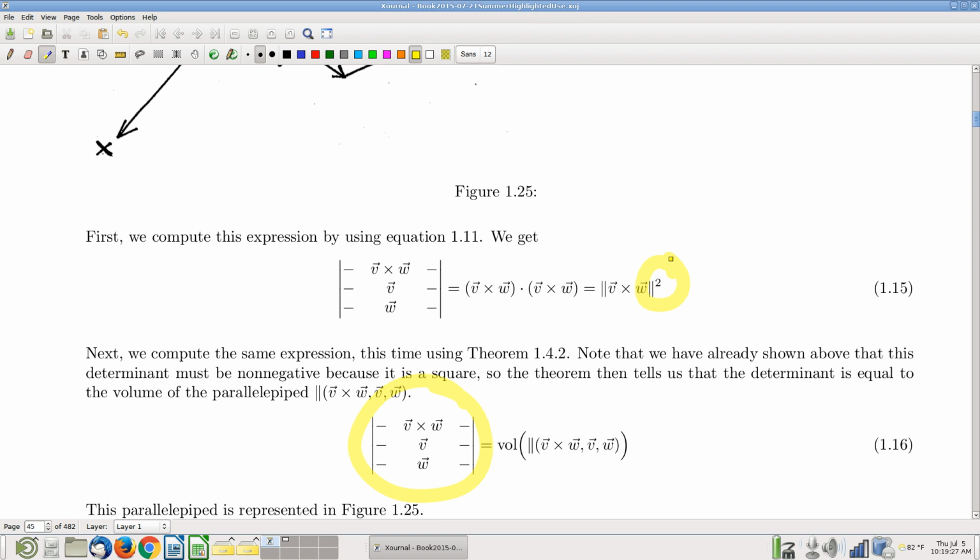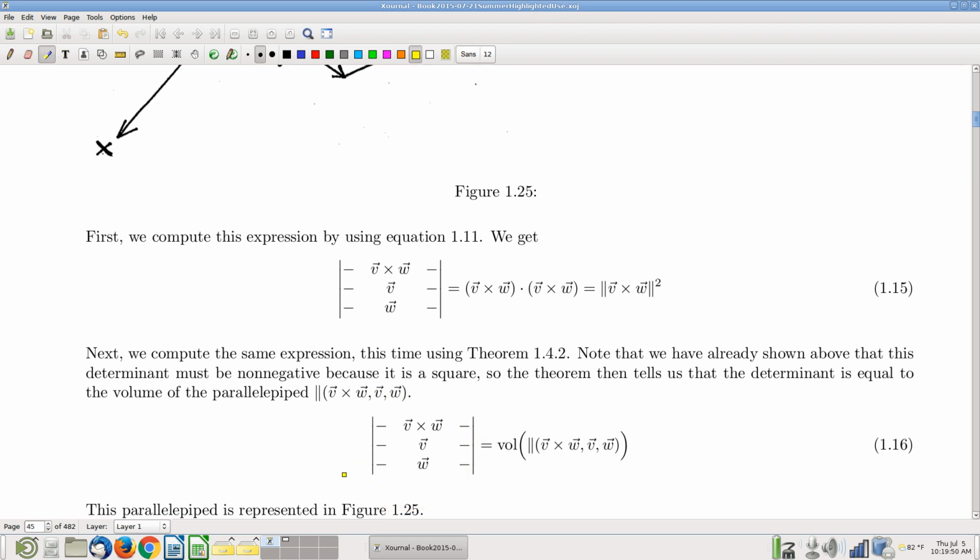It's a square of something. Right? This is the same as that. It's a square of a magnitude. Squares can't be negative. Okay, so that means that this determinant is a volume. I don't have to worry about absolute values. That determines a volume. It's a volume of what?